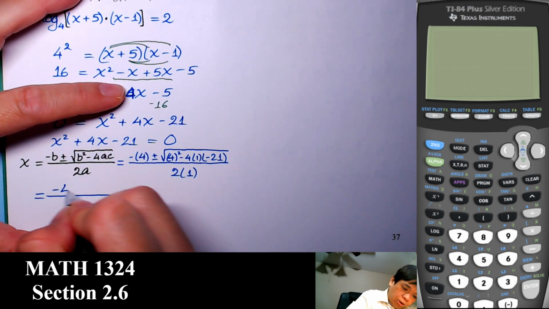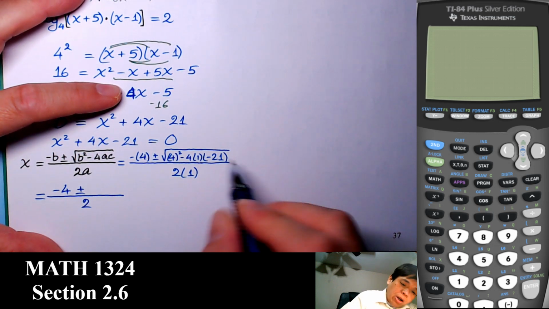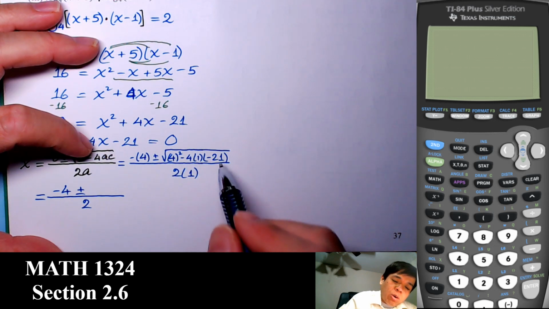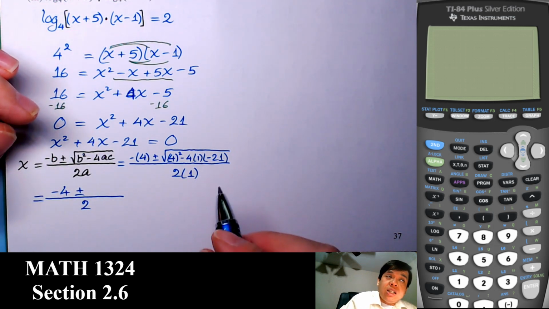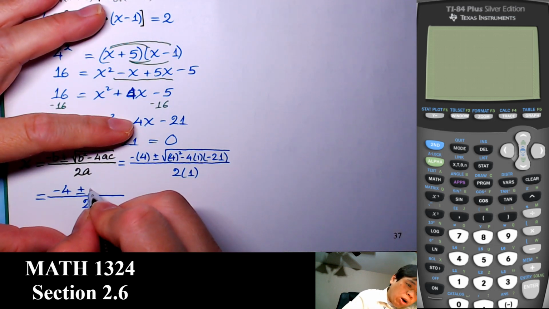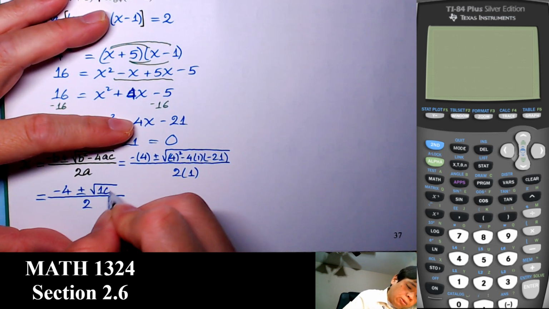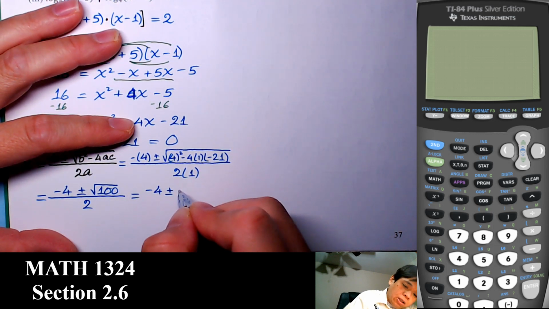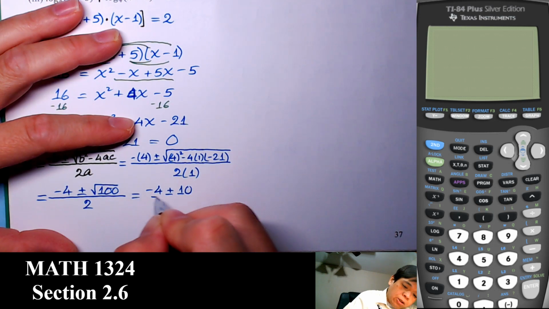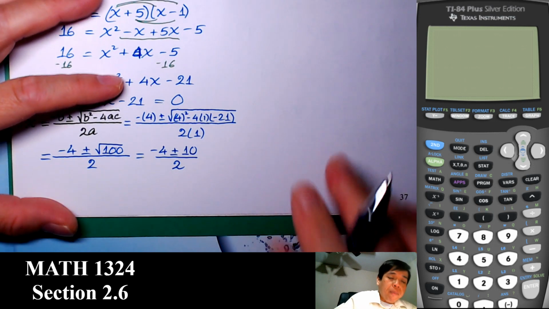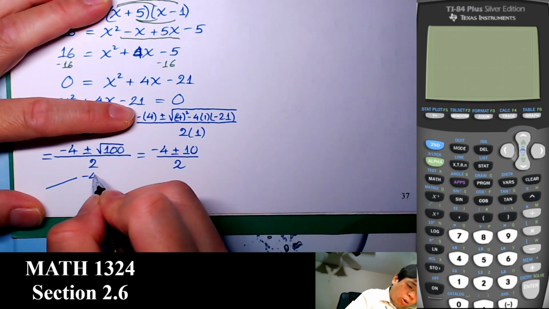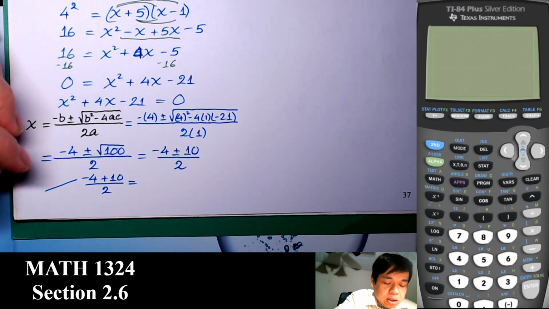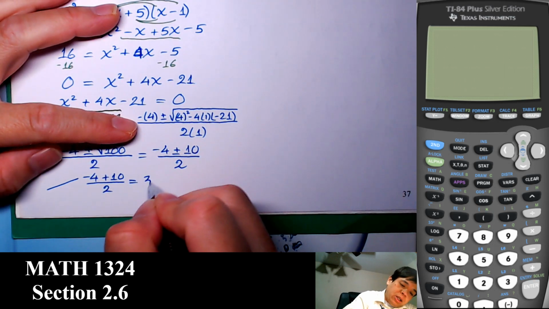That gives us negative 4 plus or minus 2. Right, 4 squared is 16, and negative, so that's 16 and 4 times 21 is 84. 16 and 84, that's the square root of 100, which is 10. So we have negative 4 plus 10 divided by 2. That is 6 divided by 2, which is 3.